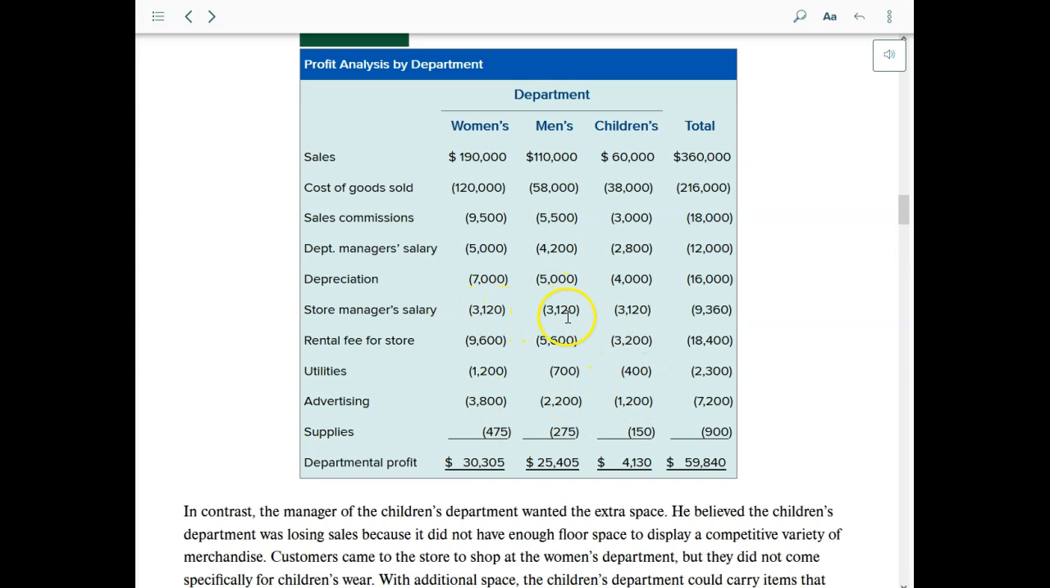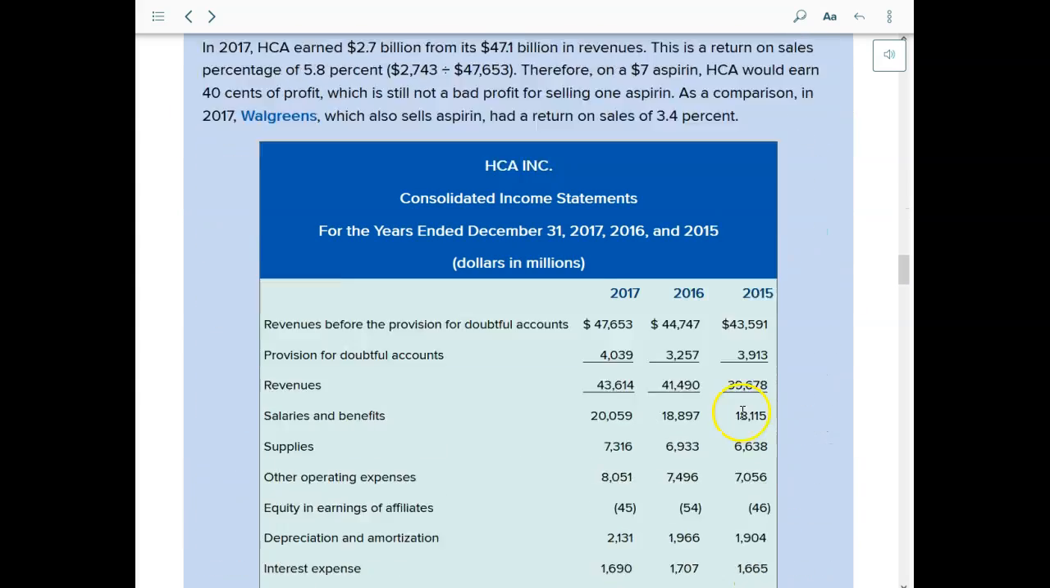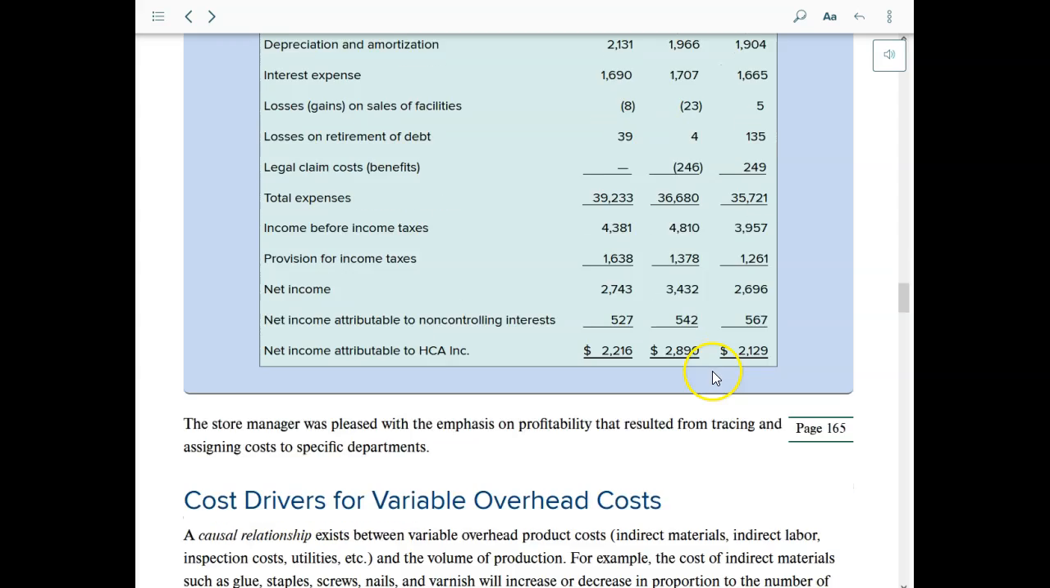This was the simple one, to just divide by 3. But remember, the rental fee for the store and utilities, these costs are allocated based on square footage. Advertising and supply costs were allocated based on sales dollars. As I've already said, each company decides what it thinks is the best way to allocate these indirect costs. Okay, so there's no set method you have to use. There's an example you can work through yourself.